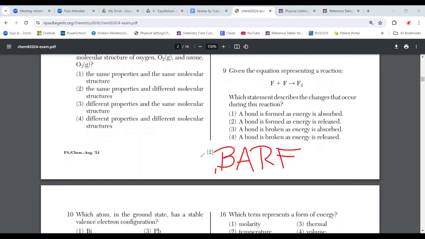And it says breaks absorbs. That's what that stands for. Breaks absorbs, releases forms. And what they're talking about is a bond. When a bond breaks, it absorbs energy. When a bond releases energy, it's because it's being formed.